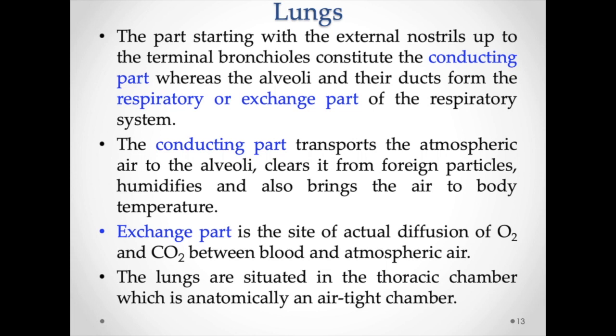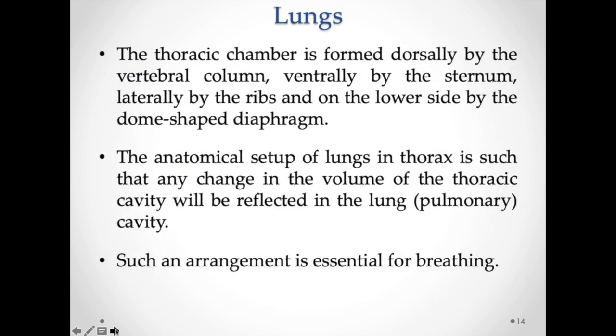The lungs are situated in the thoracic chamber, which is anatomically an airtight chamber. The thoracic chamber is formed dorsally by the vertebral column. So on the back of the lungs is the vertebral column. On the front side of the lungs is the sternum, that is the ventral side. Ribs are located on the lateral side, and the lower side is a dome-shaped diaphragm.